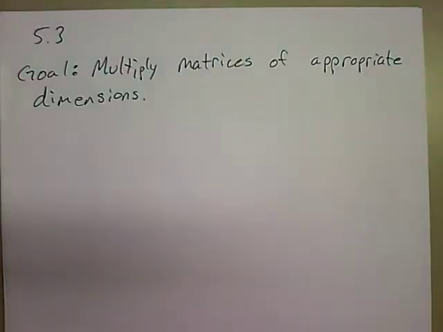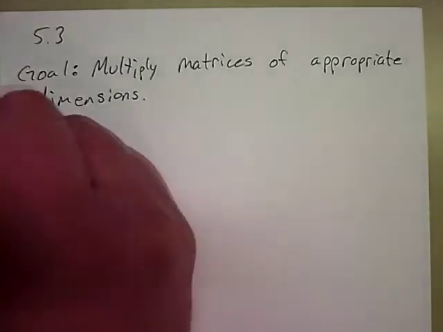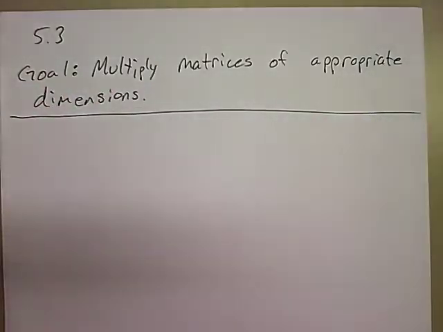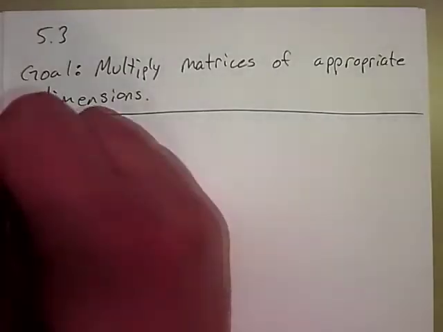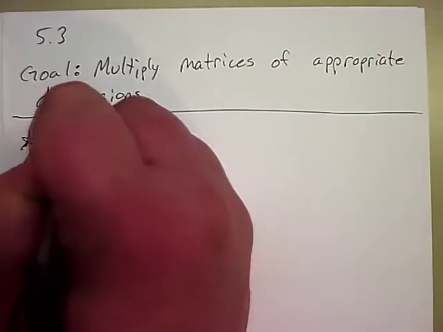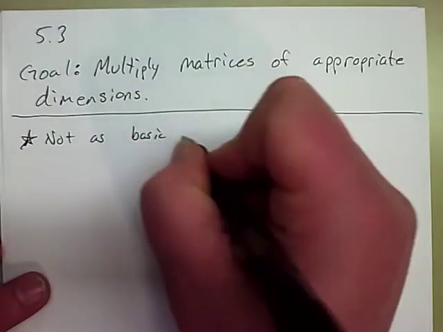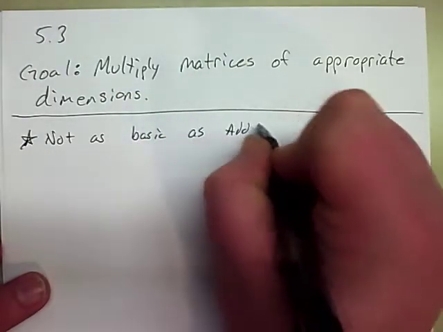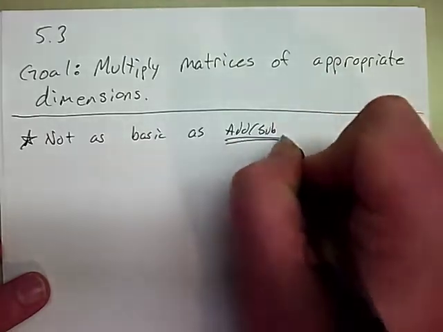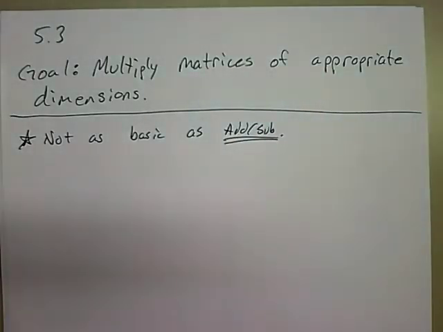All right, we're looking at the 5-3 video, and our goal here for 5-3 is to multiply matrices of appropriate dimensions. So, much like with addition and subtraction, there's some size requirements when it comes to multiplying two matrices. One thing I really want to emphasize, this is not as basic as addition and subtraction. Okay? I have to emphasize that. You have to flip a little bit of a switch whenever you multiply matrices.